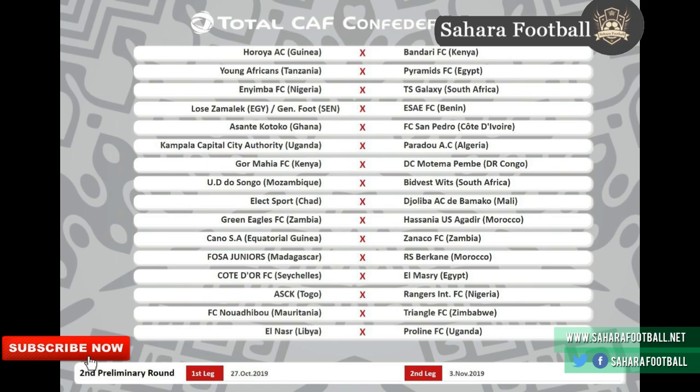Kotoko versus FC San Pedro, 27th of October.